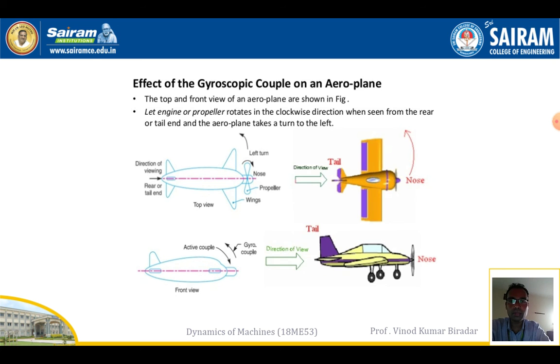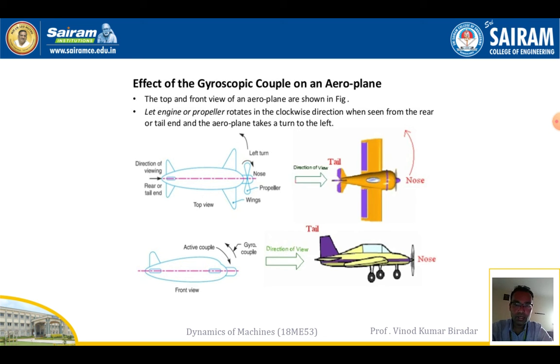Before going too deep into this, let me first understand the parts of an aeroplane. The front portion of the plane is called the propeller, and the center is called the nose. The back side is called the rear end or tail end, and both the sides are called the wings.